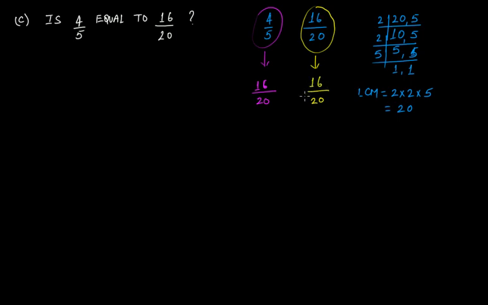Now clearly you can see that these are like fractions, since their denominators are equal and their numerators are also equal. So this is 16 by 20, this is also 16 by 20. It means, yes, these two fractions are actually equal. So for this one, the answer is yes.